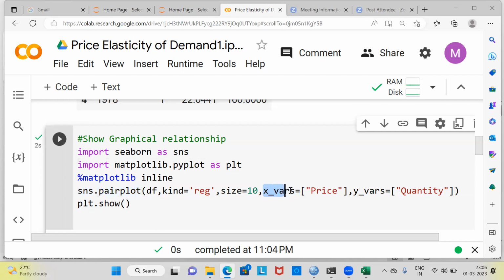What this does is it will create a scatter plot. As you can see here, along the x-axis, I'm using price because this is the independent variable. And along the y-axis, I'm using the quantity of beef demanded. Let us see what is the output of the scatter plot.